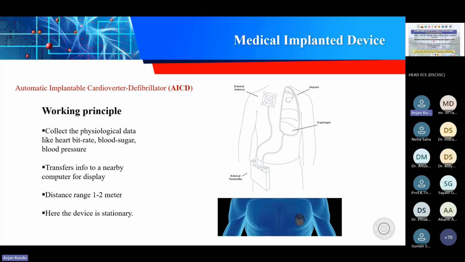So this is the AICD. The AICD basically has sensors like these implants, and it will collect the data. There will be an external transmitter connected with your body externally, with an external antenna. The external transmitter will collect all the data from the implant and then transmit it through this external antenna. This is the basic working principle of the AICD. It is no longer in use since the pacemaker and other such implantable devices arrived in the market, but it is one of the primitive medical implanted devices.